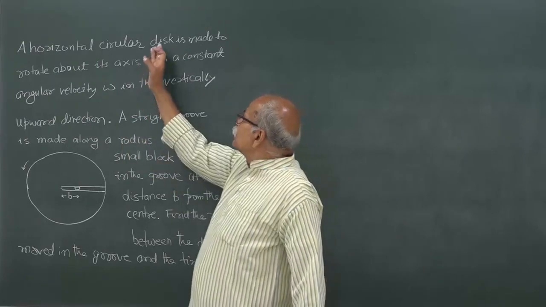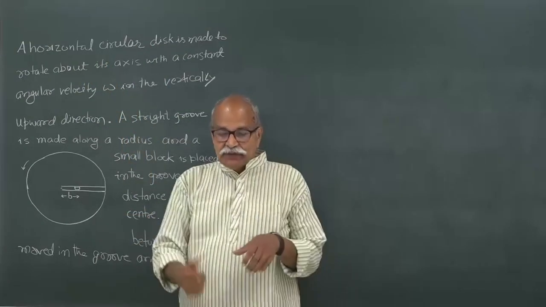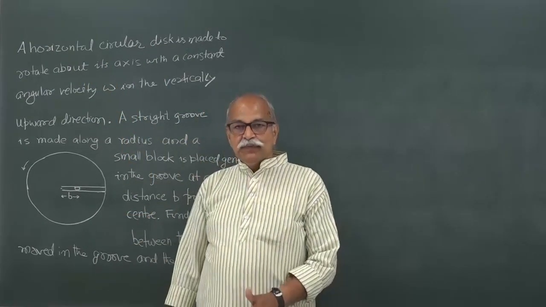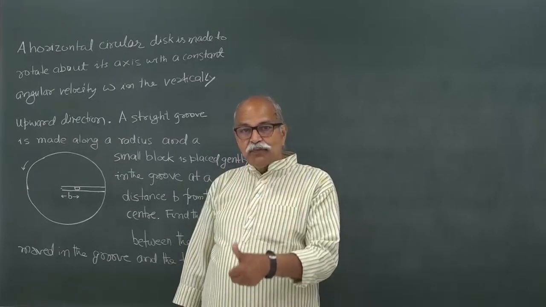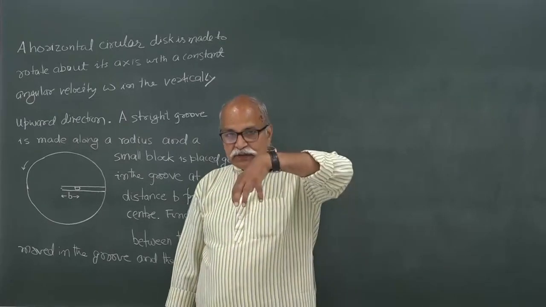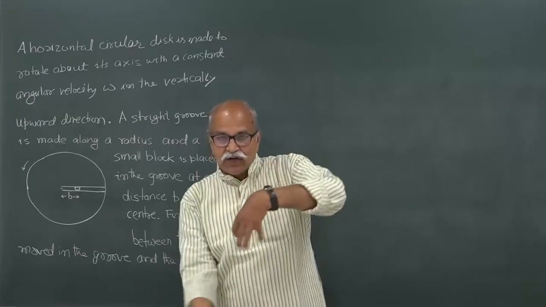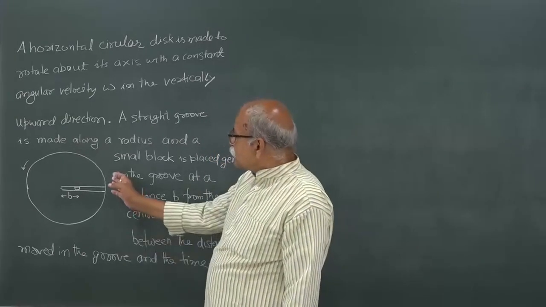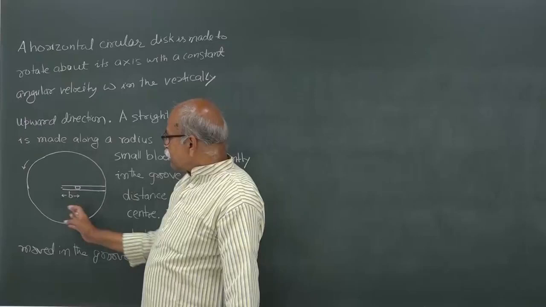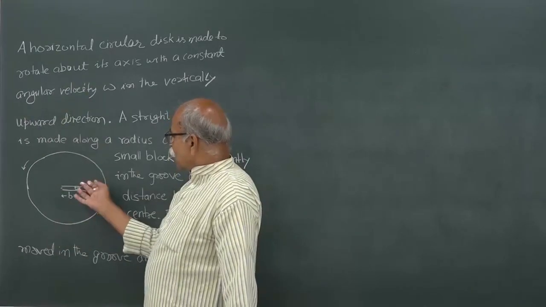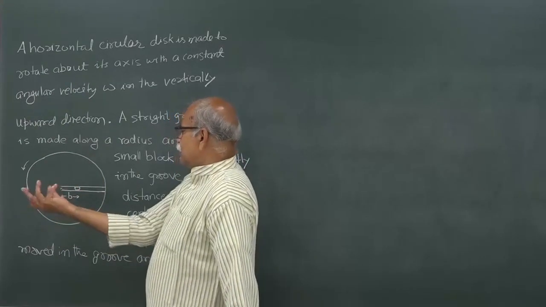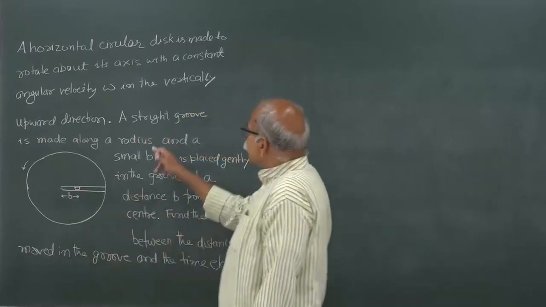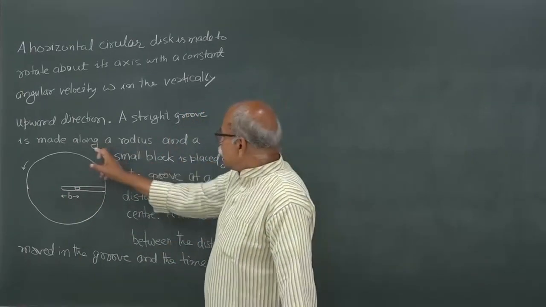So, the disc is horizontal and therefore, the axis is vertical and the omega vector is in the vertically upward direction. So, if I see from the top, it will go anti-clockwise. That is this figure drawn here. This is the disc and this is the horizontal plane, and it is going anti-clockwise if I am seeing from the top. A straight groove is made along a radius.